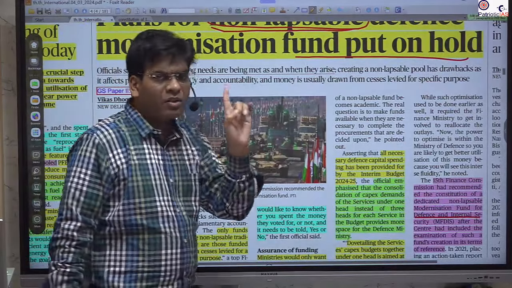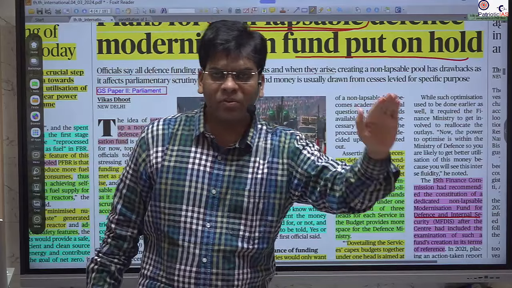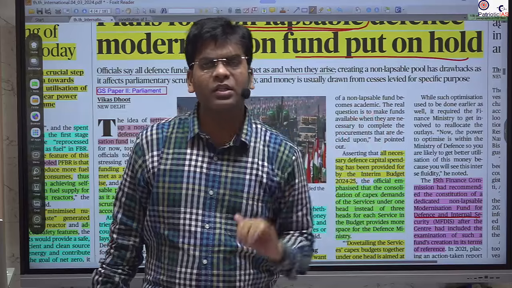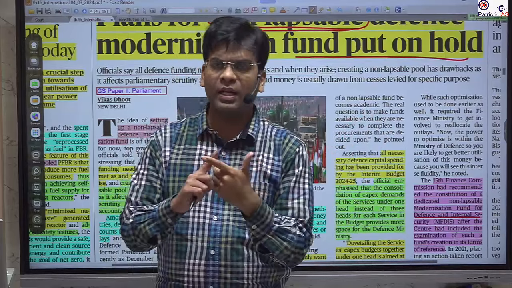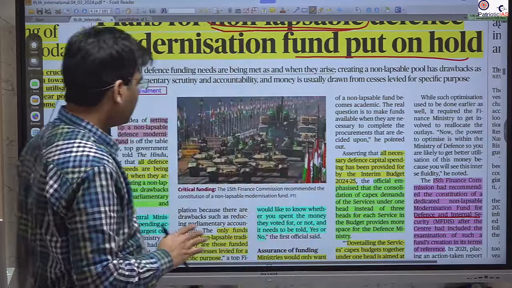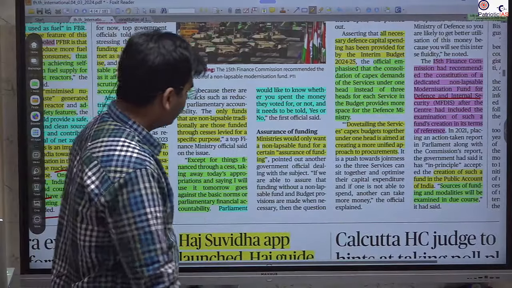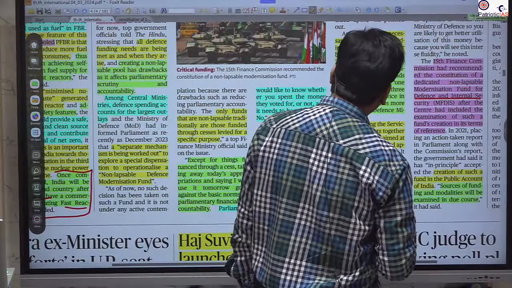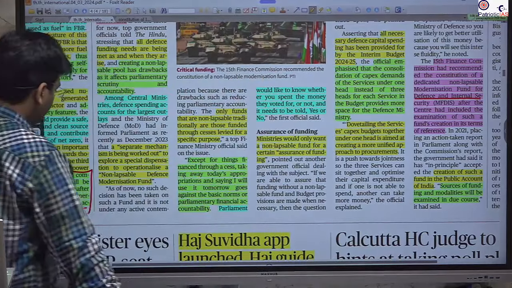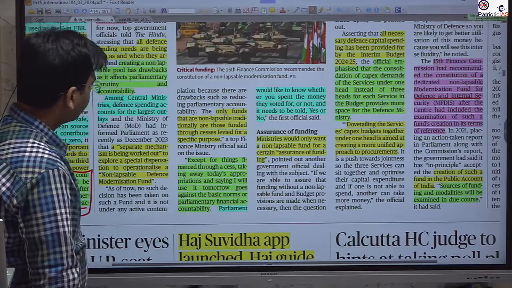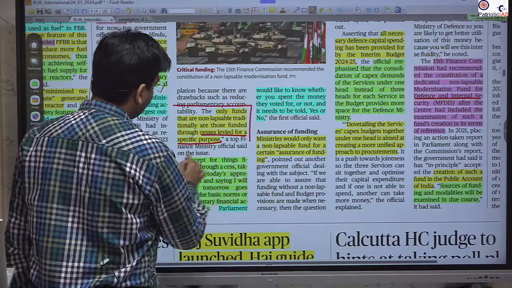But there is a non-lapsable fund. For example, whenever there is a cess, it is defined for a particular area. If you are collecting cess for education, it does not lapse. So you should remember that cess collected is non-lapsable. Here it has been given that the cess is non-lapsable. Okay, so this is all about this news article that you should know. Here it has given that cess levied for a specific purpose is non-lapsable.